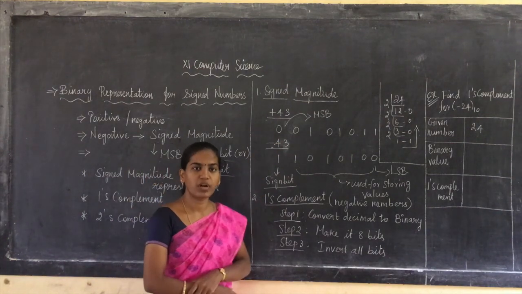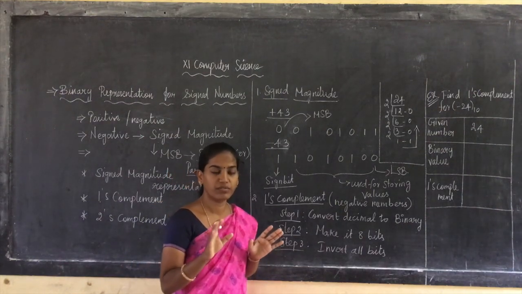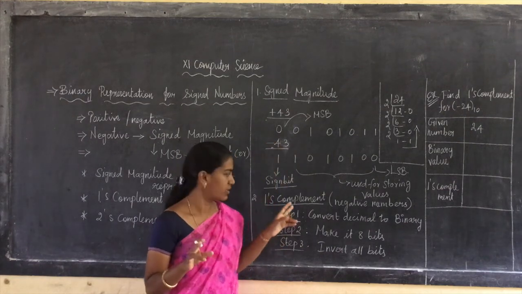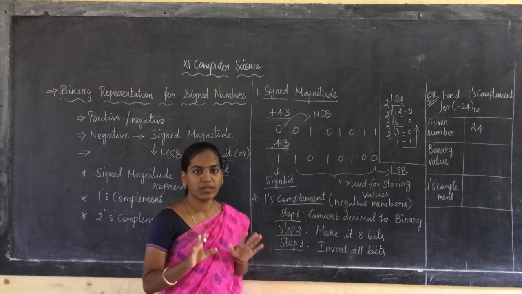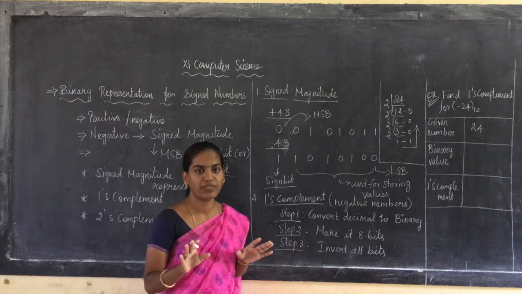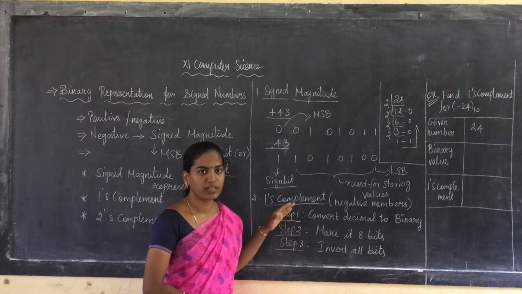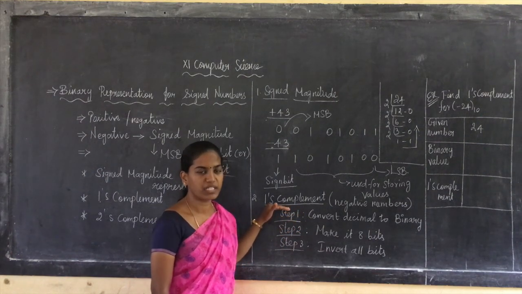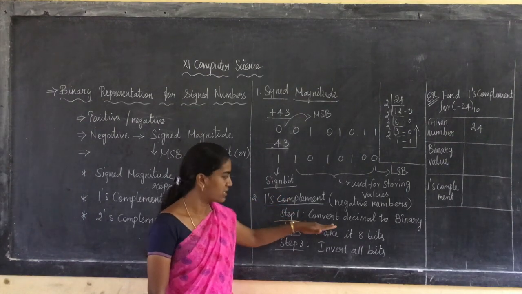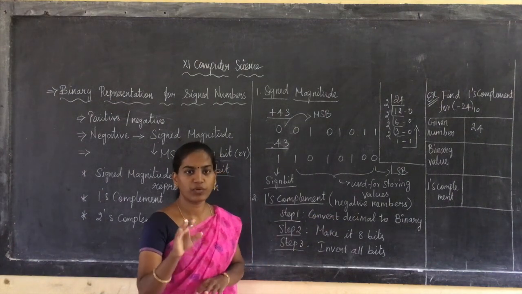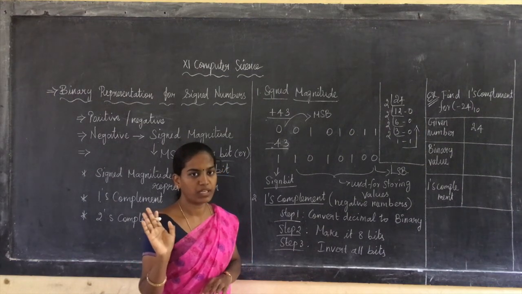If it is plus 43, you will not find the ones complement. We cannot find the ones complement for a positive number. It is only applicable for a minus number, that is a negative number. Okay, so that is a signed number. So step 1 is convert decimal to binary. First we have to find the decimal value, and for step 1 we find the binary value of that particular decimal value.